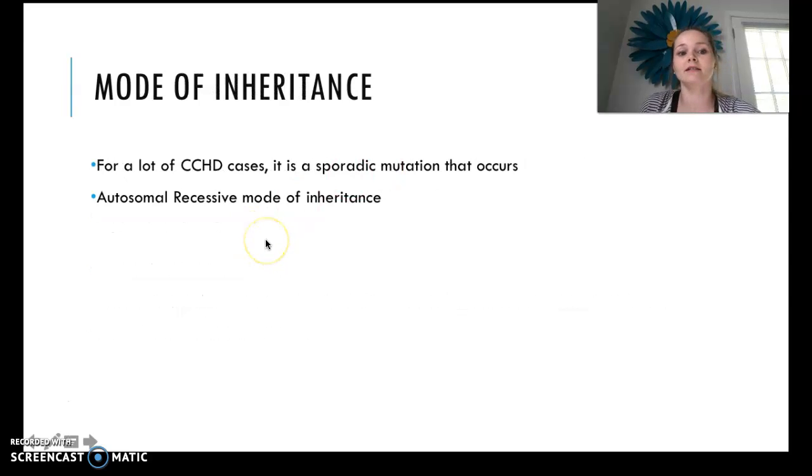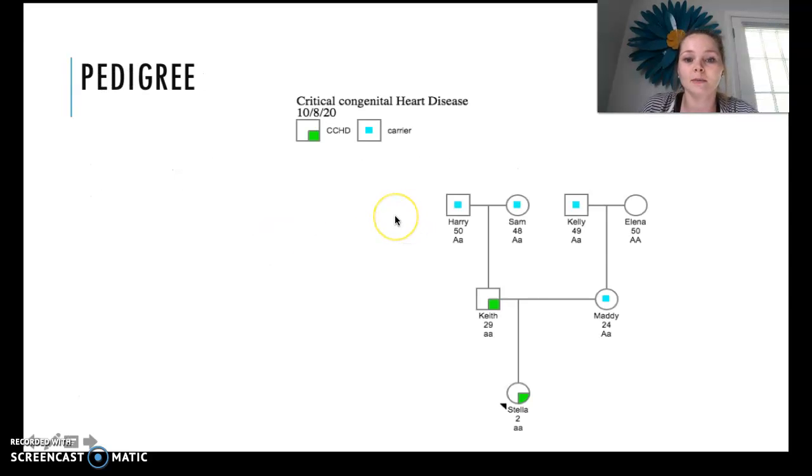The mode of inheritance for a lot of CCHD cases is just sporadic mutation that occurs. However, when it is inherited, it is an autosomal recessive disease. Here is a simple pedigree that I made. So anybody who has these little green squares has CCHD, and those who have the little blue inside of them are just carriers. So given that Kelly and Elena is normal and Kelly is a carrier, they can only have a daughter that is a carrier, and so on and so forth.